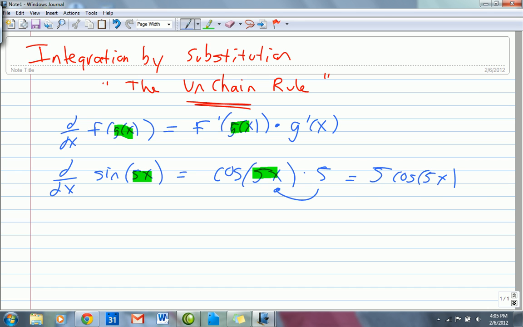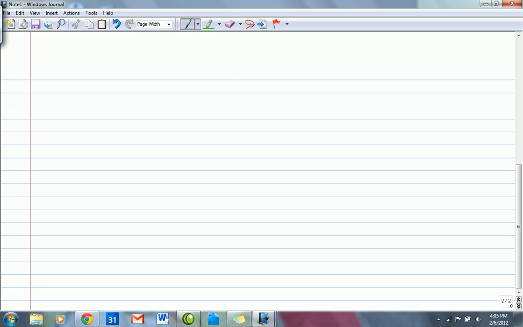Now that said, there ought to be a rule for integration that's similar to that, or accounts for that chain rule with integration. Of course, integration and differentiation are very much related, kind of opposite processes. So let's take a look at some examples where we might use this.